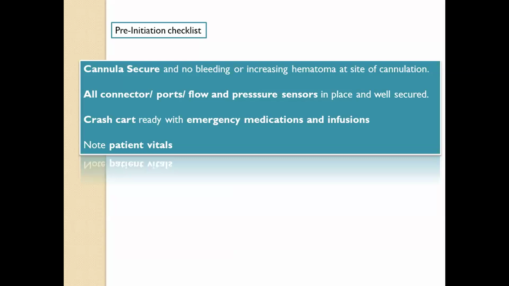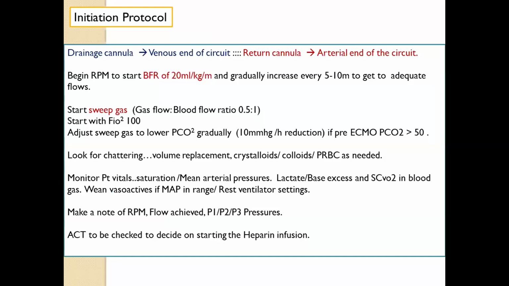Now, we should have a pre-initiation checklist to make sure that we get everything right. Make sure the cannula is secure and there's no bleeding or increasing hematoma at the site of cannulation. Make sure all connectors, ports, flow and pressure sensors are in place and well secured. There has to be a crash cart ready with emergency medications, because during the process of initiation, there can be a lot of respiratory and circulatory disturbances. And make a note of the patient's vitals as a baseline when you begin the initiation process.